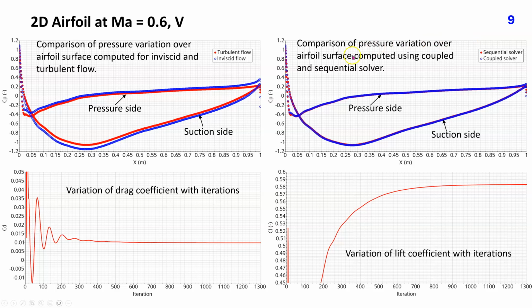This plot shows the comparison of pressure variation over airfoil surface computed using sequential and coupled solver in SimCenter Stasis Simple software. The two solvers use slightly different discretization methods, but the results are almost identical. These two plots show convergence of drag and lift coefficient with iterations in the computation using sequential solver. The values become practically constant after about 900 iterations.